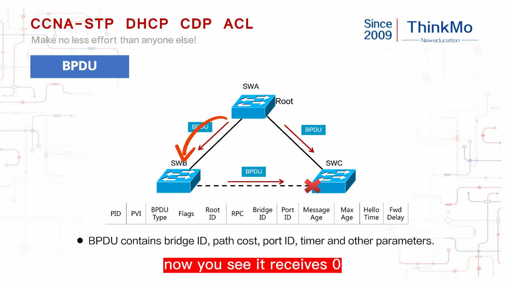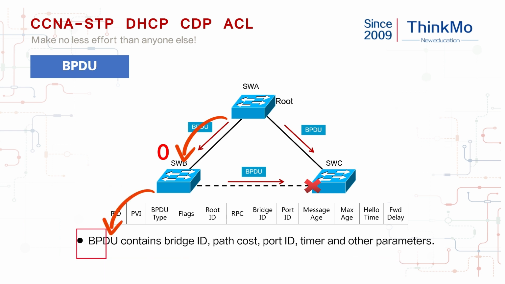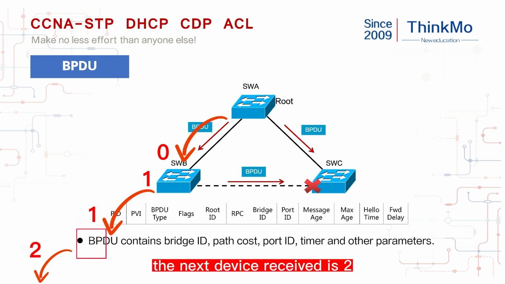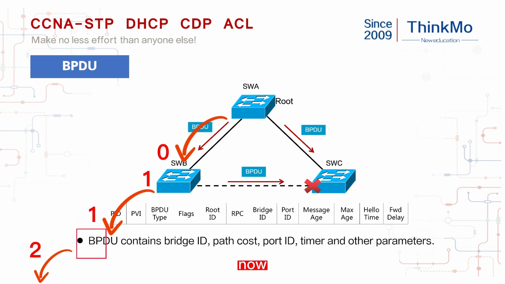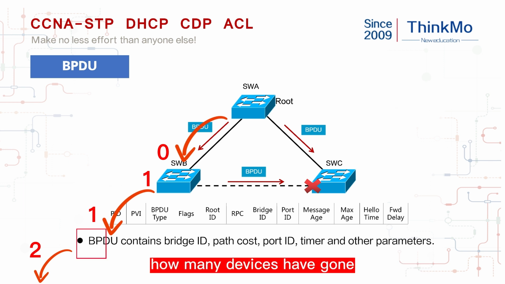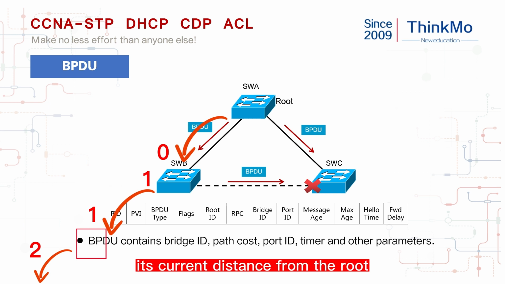Now you see it receives 0. Assuming there are other devices behind it, when it forwards, we'll fill this value with 1 and send it out. Then the next device receives 1, and the one after receives 2. That is, it indicates how many devices the message has gone through when it is delivered. It increases by 1 each time it is sent out, and represents its current distance from the root.